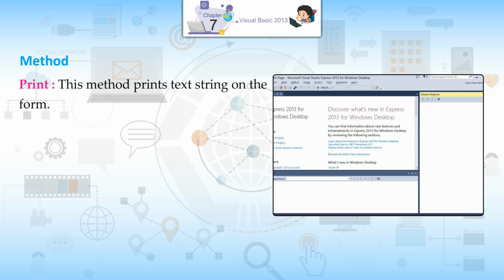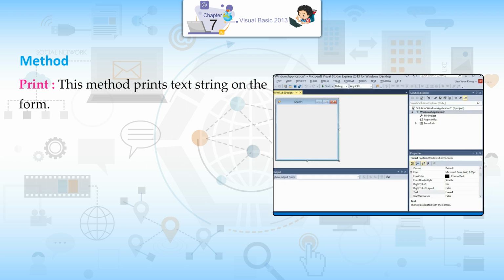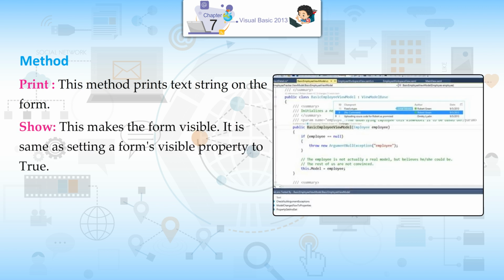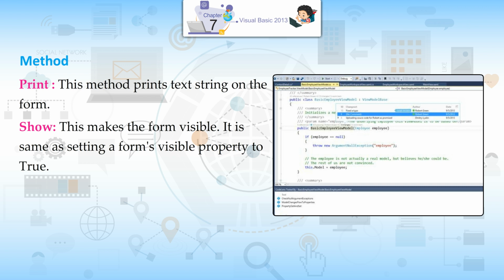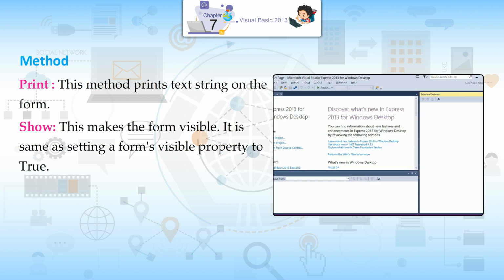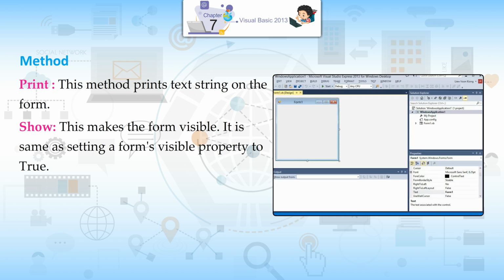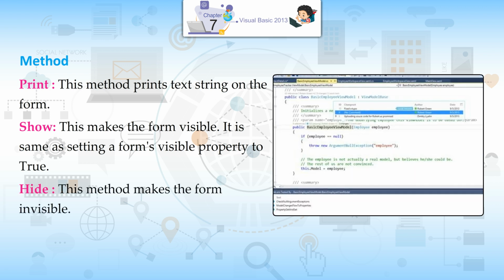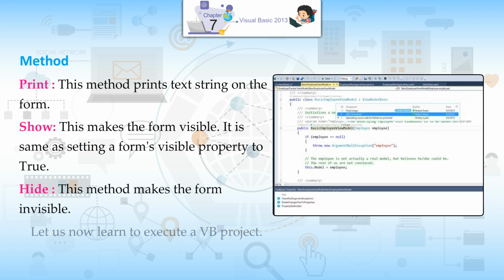Method. Print. This method prints text string on the form. Show. This makes the form visible. It is same as setting a form's visible property to true. Hide. This method makes the form invisible.